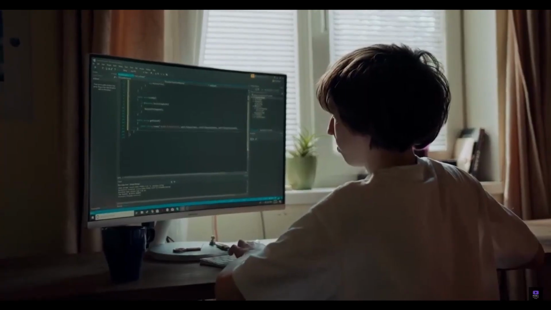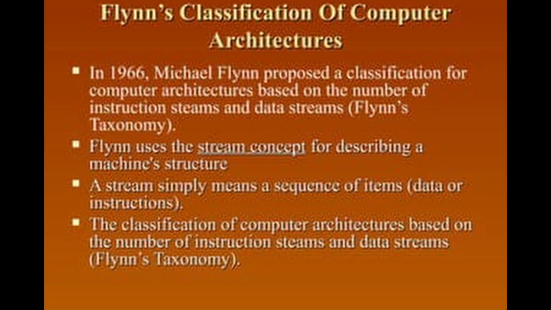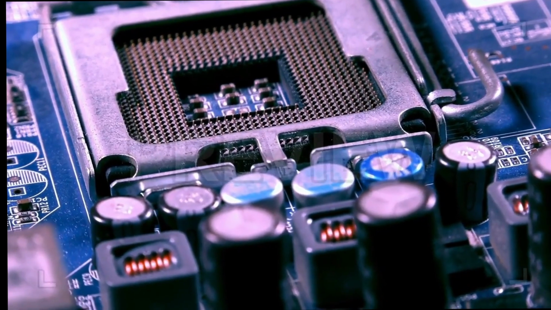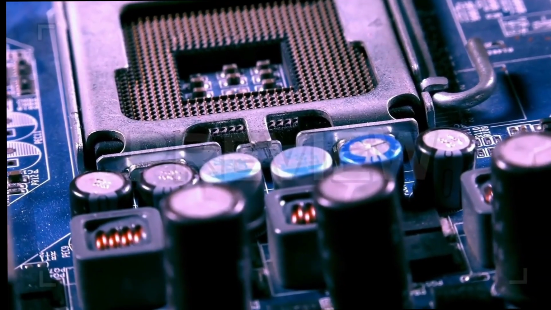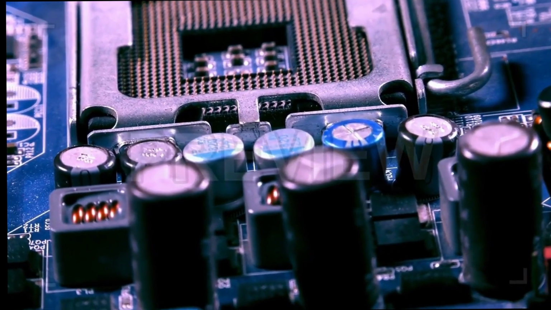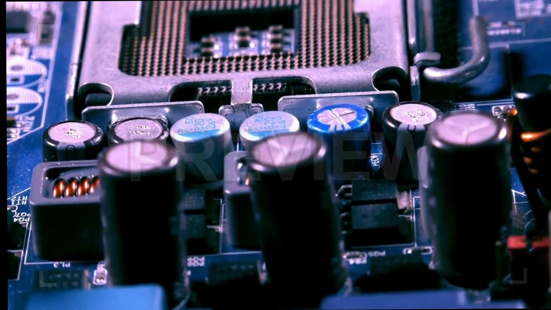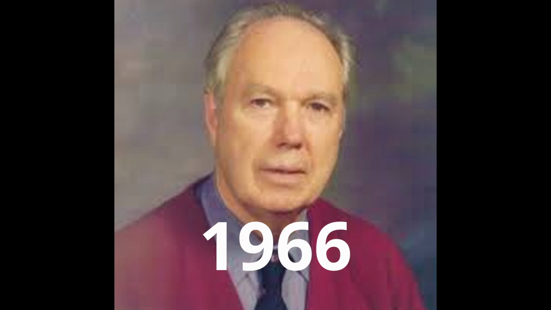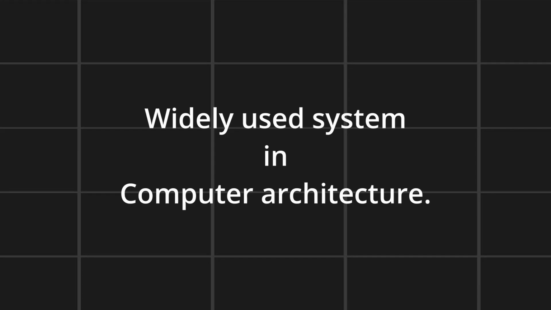Flynn's classification is a way of categorizing computer architectures based on the number of instruction streams, that is, the number of sets of instructions being executed, and the number of data streams, that is, the number of sets of data that can be processed concurrently. Flynn's classification was proposed by Michael J. Flynn in 1966 and has become a widely used classification system for computer architecture.